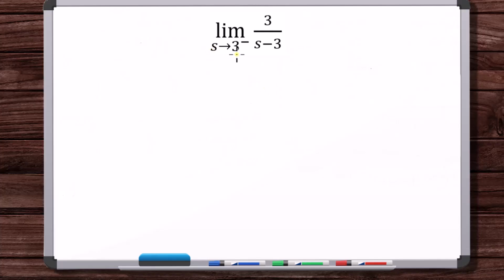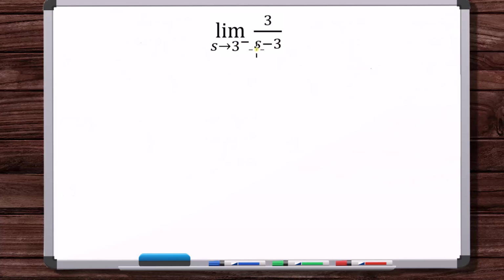Okay, the limit as s approaches 3 from the left of 3 over s minus 3. So the denominator goes to 0, and the numerator is non-zero. So this is going to be some sort of a vertical asymptote problem. And since we're doing a one-sided limit here, this is going to be an infinite limit.